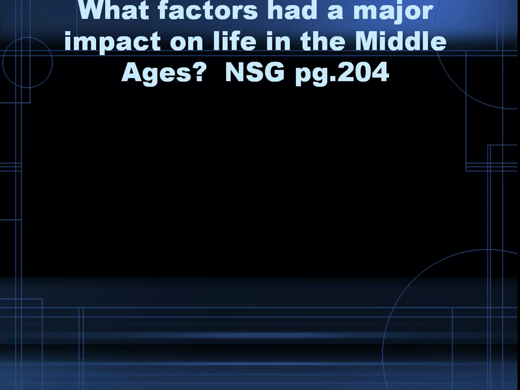Note taking study on page 204. What factors had a major impact on life in the Middle Ages? There's kind of 6 major factors. We're going to dissect each one. Should all be reviewed, and we've already worked with this material in class. So we're going to go through pretty quick.